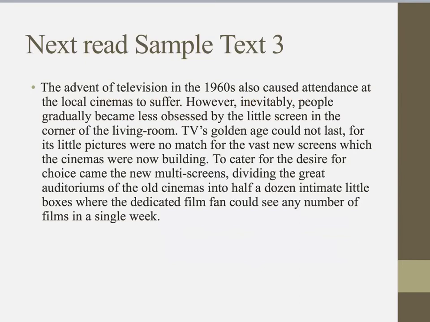The advent of television in the 1960s also caused attendance at the local cinemas to suffer. However, inevitably, people gradually became less obsessed by the little screen in the corner of the living room. Can you guess what that is? TV's golden age could not last, for its little pictures were no match for the vast new screens which the cinemas were now building. To cater for the desire for choice came the new multi-screens. What does the word multi tell you? Dividing the great auditoriums of the old cinemas into half a dozen intimate little boxes where the dedicated film fan could see any number of films in a single week.